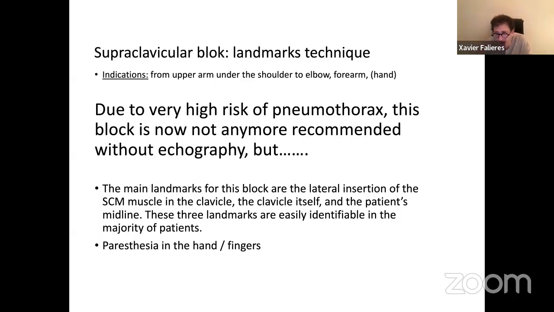And some of my colleagues, once again from Myanmar, I think about Tim Min from the Orthopedic Surgery Center in Yangon, and other ones, they can give it so well without any echography or ultrasound. They need an intramuscular needle and they have it within no time. The main landmarks for this block are the lateral insertion of the sternocleidomastoid muscle on the clavicle itself, and the patient midline. It's very easy to identify, and the paresthesia in the hand and the fingers will indicate the good position of the needle.